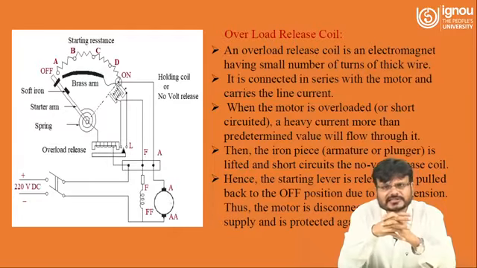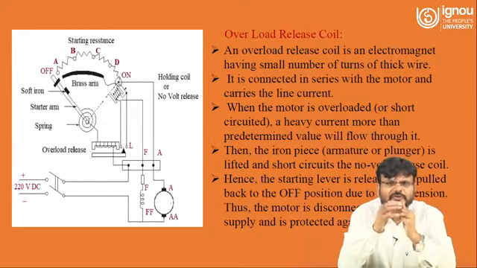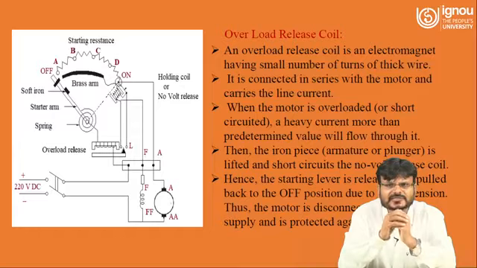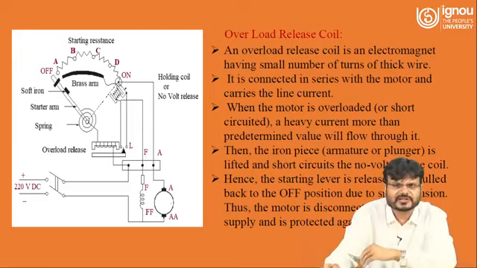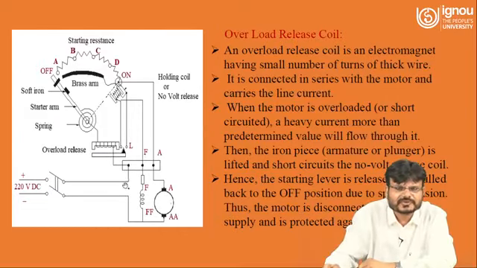Now it is connected in series with the motor and carries the line current, as I already told you. When the motor is overloaded, or short circuited, so what will happen? A heavy current more than the predetermined value will flow through it. Then the iron piece, or armature or plunger, is lifted and short circuits the no volt release coil. Here you can understand, because suppose a heavy current is flowing through this one.